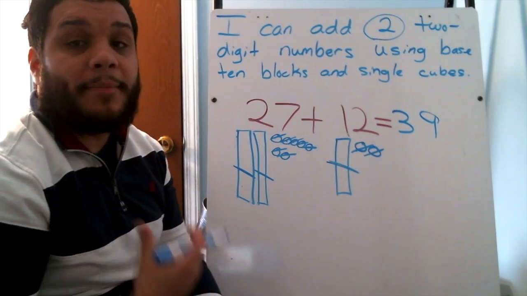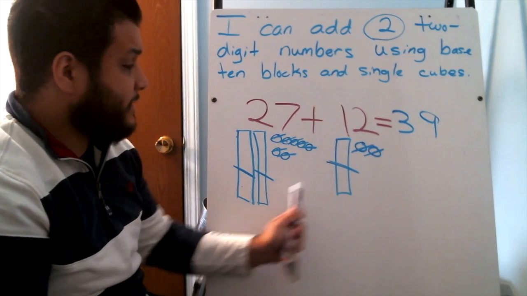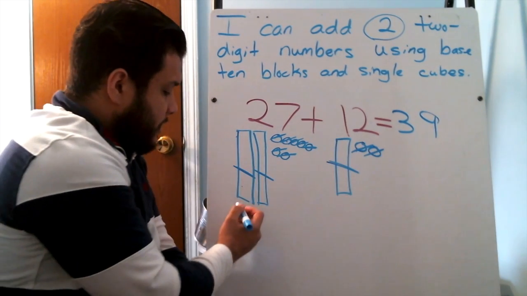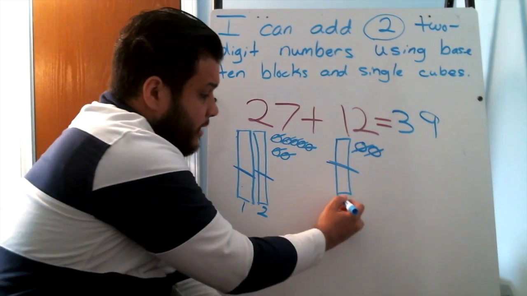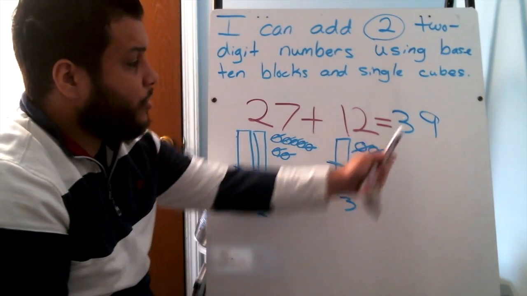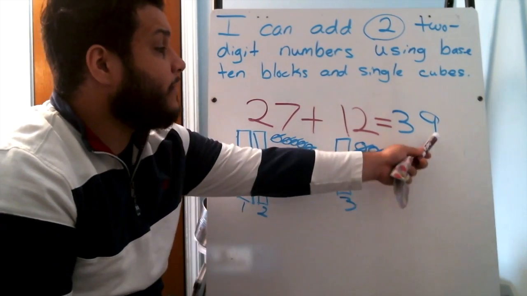Now, the way that I'm going to check my work is by seeing if I have 3 tens and 9 ones. Well, let me number them. I have 1 ten here. This is number 2, and this is number 3. I do have 3 tens. That checks off. But I'm also saying that I have 9 ones.